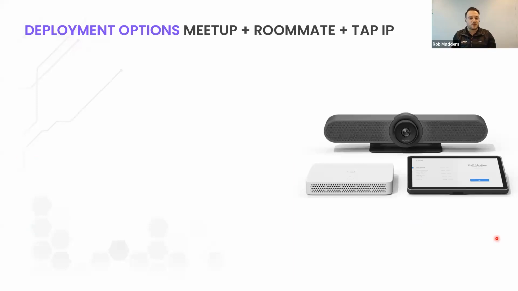Previously, before we had Rally Bar Huddle, our preferred deployment option was to use a Roommate, Meetup, and Tap IP. So this is kind of a next step up. The main thing here is that we're using a full room solution with that one touch join feature. So we've got, say, a Teams Room on Android system here. We can have a nice manageable endpoint that I can see in TAC or through my service provider.